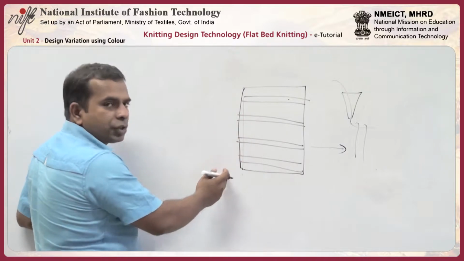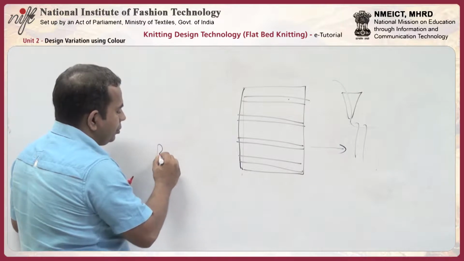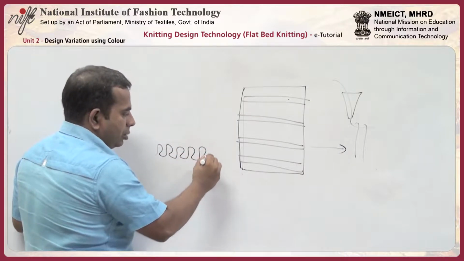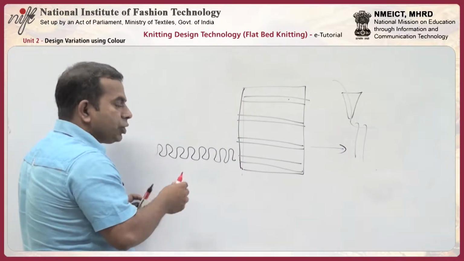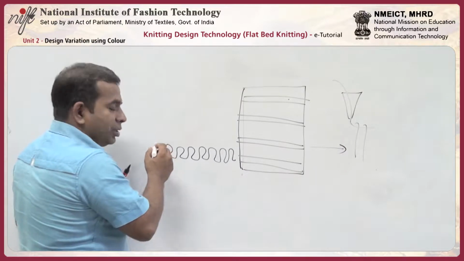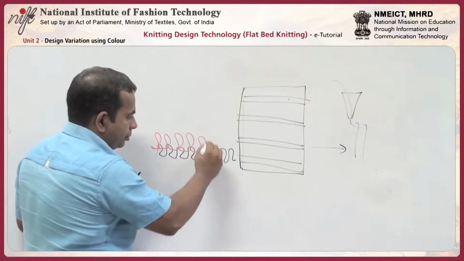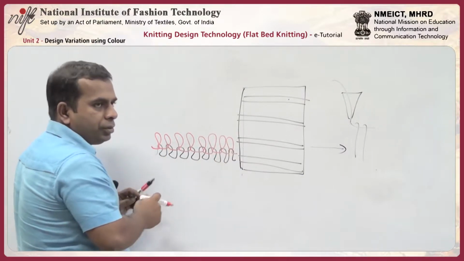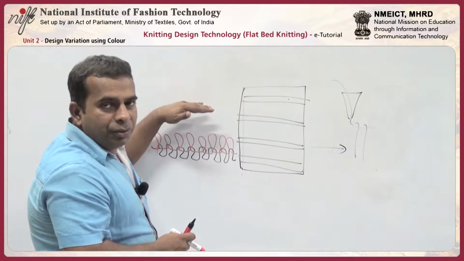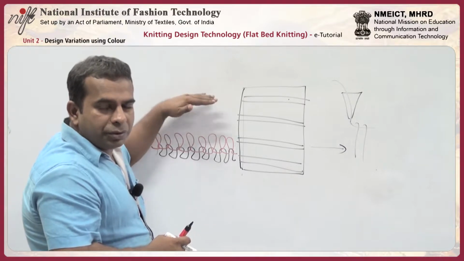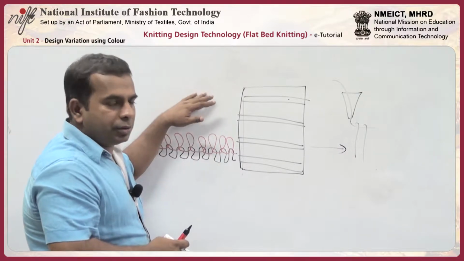So to get a stripe like this, we will start knitting with one color which is attached in a feeder. We will change the feeder with a different color in it and we will start knitting. So you can change different courses and you can use different feeders for different courses, and in that way we can change the color of different courses.